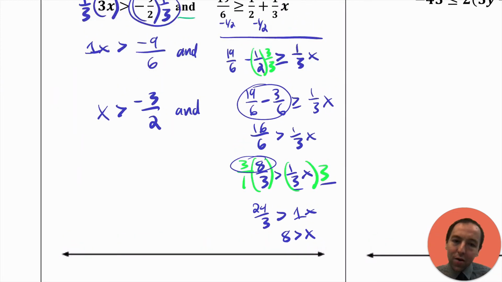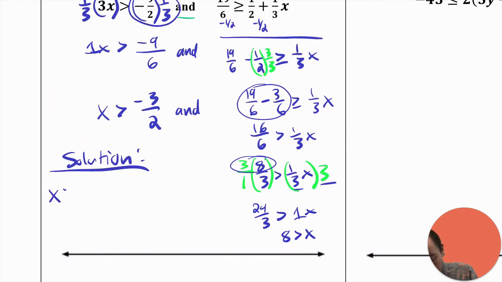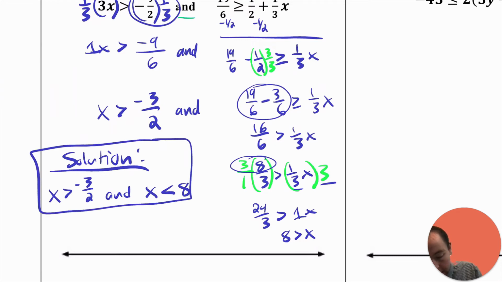Okay, so a lot more work on that second inequality right there. So if we put this all together, the solution for this is going to be that x needs to be greater than -3/2 and 8 needs to be greater than x, which I'll write with x on the left-hand side. So if 8 has to be greater than x, then x has to be less than 8. And that's going to give you the solution set for that particular inequality.